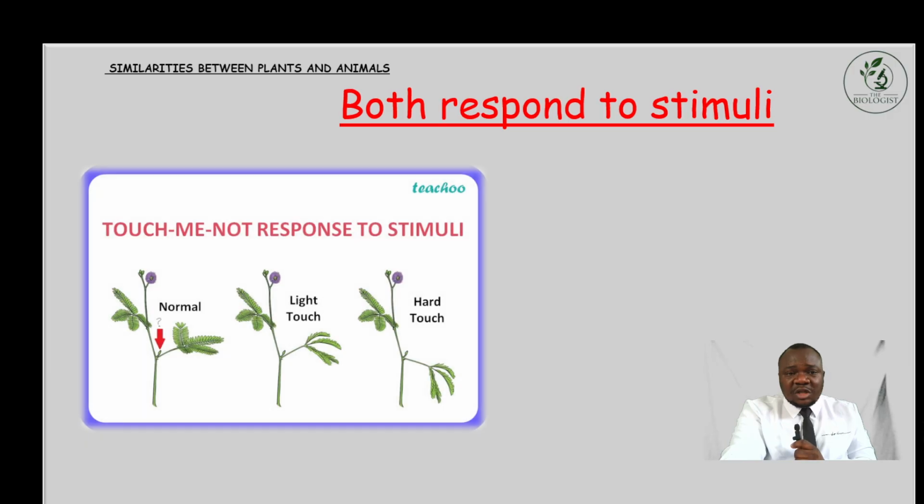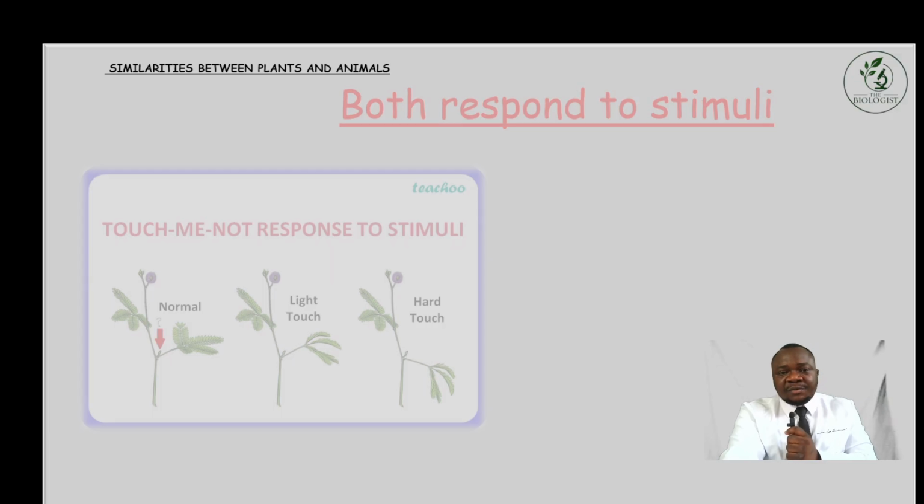So for example, this plant is called touch-me-not, normally called Mimosa pudica, or other species of mimosa. The plant is normally open like this, but once you touch the plant, what happens? They tend to close. Why? Because they are sensitive to touch. So this is the type of stimuli.